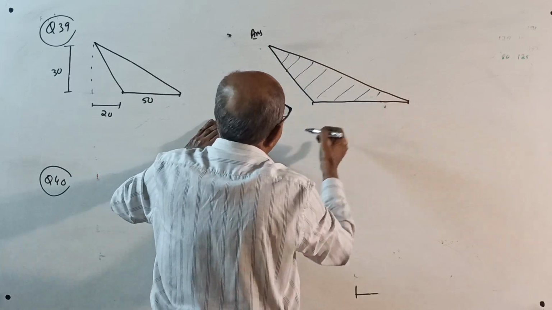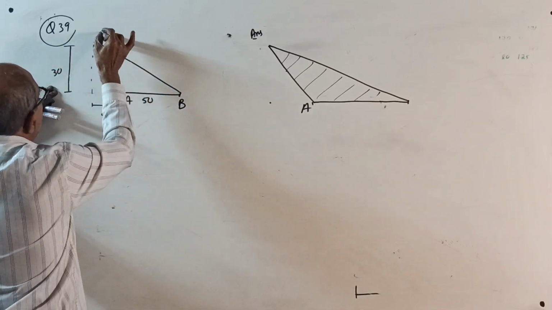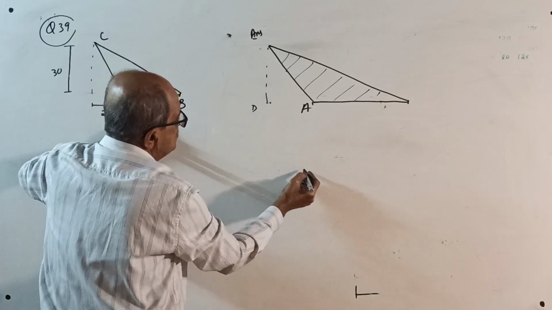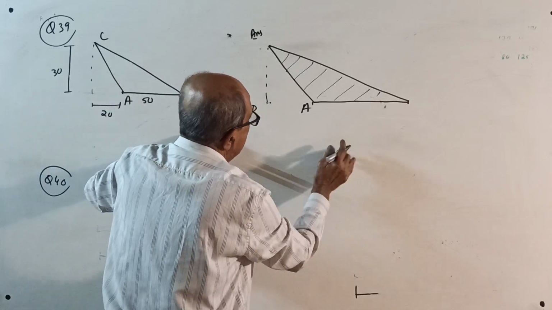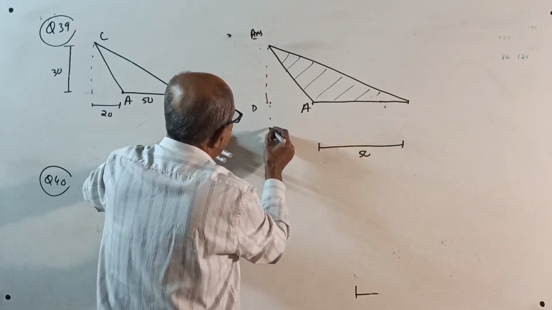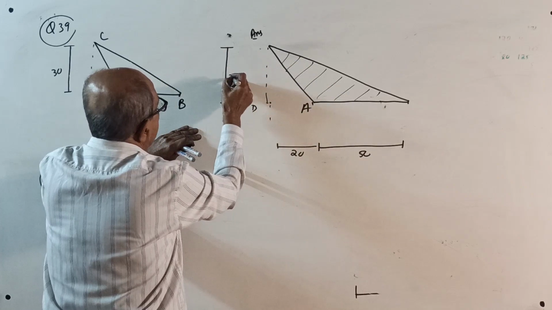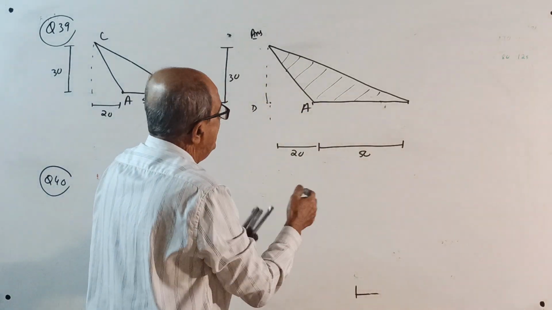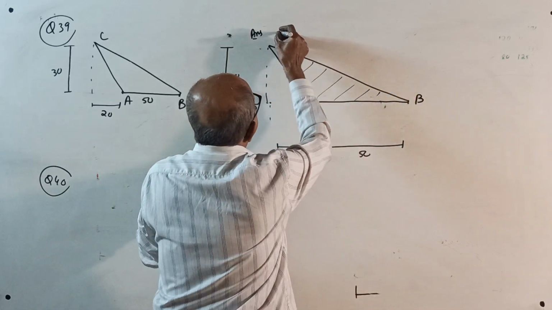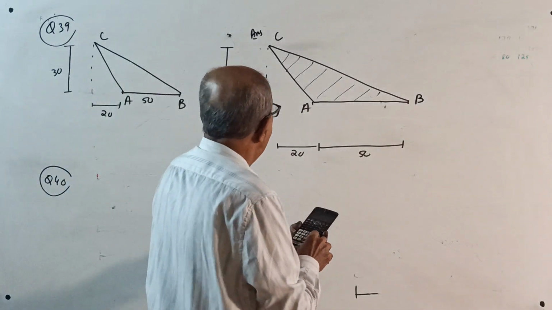For this triangle, I will take this as A, this as B, this as C. Later, this intersection point, you take D. So if you put dimensions, this is 50, this is 20, height is 30. Centroid: this is A, B, C. This is D. If you do from that side, it is the full base.